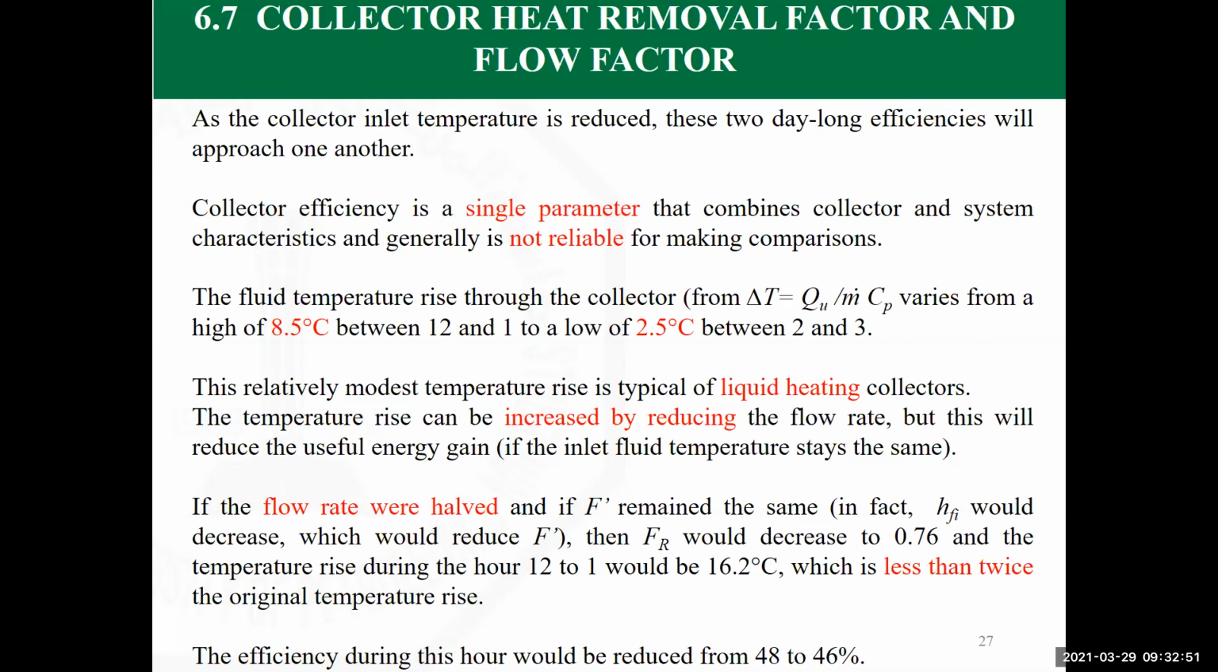In liquid heating. In air heating, it's a little bit higher. Basically, you have to keep in mind that heating a fluid, whether the fluid is liquid or gas, makes a difference. And the differences are there because, for example, let's compare water and air.